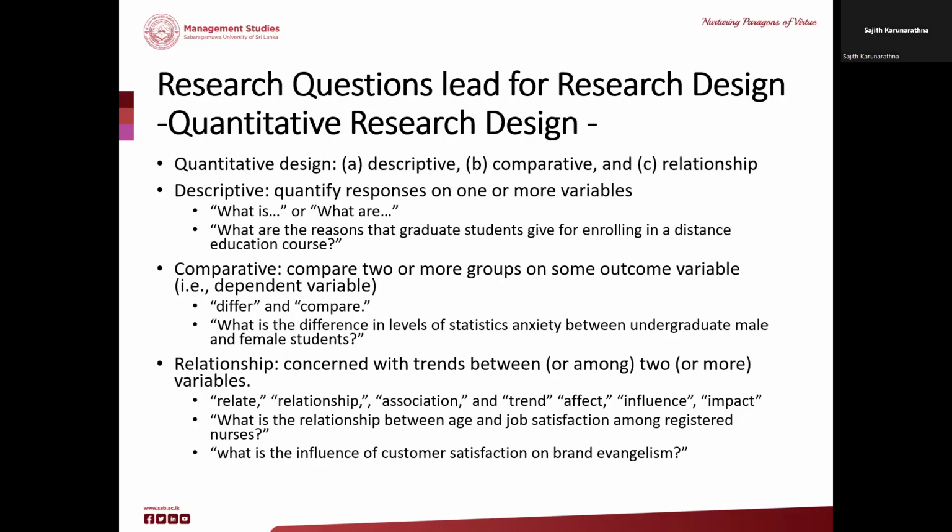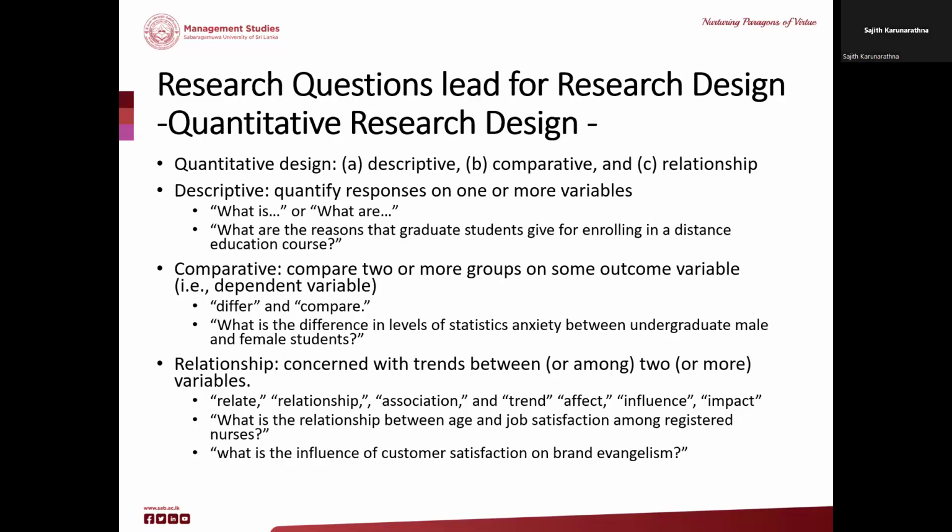So it can be descriptive, it can be comparative, it can be relationship. In the comparative nature, you can see I can apply causal comparative design. In the relationship, you can proceed with a survey or a correlational design. If it is descriptive, again you can proceed with the survey design or even a correlational design. So what do we mean by descriptive, comparative, and relationship?